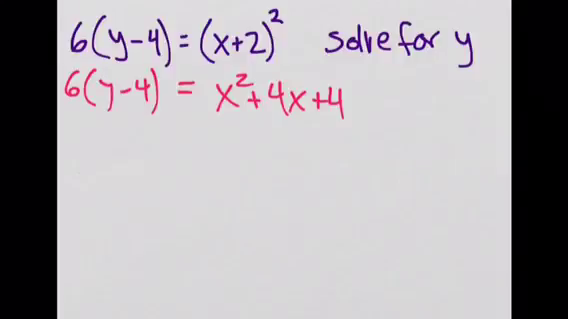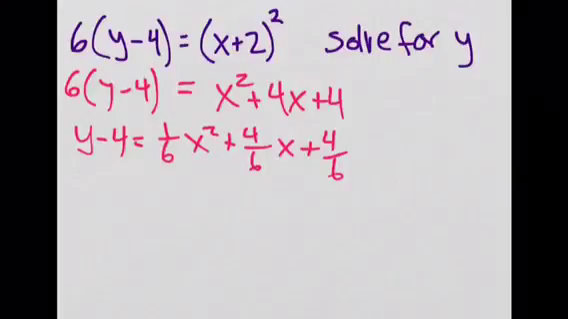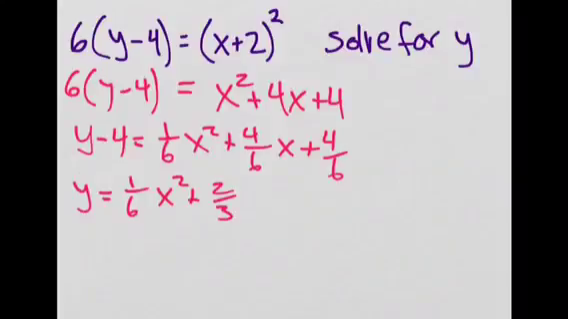And now, again, we're trying to solve for y. So let's divide everything by 6. And what I'm going to do is write this as y minus 4 equals 1/6 times x squared plus 4/6 x plus 4/6. I can simplify stuff later. That should work for me for now. And then I'm going to add 4 to both sides, so I'll have my 1/6 x squared plus 4/6. I'm going to go ahead and write that as 2/3 x plus 2/3, and now plus 4.